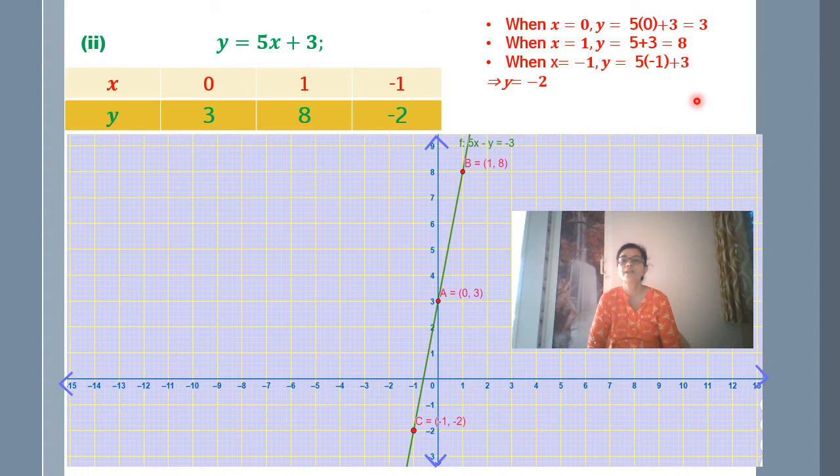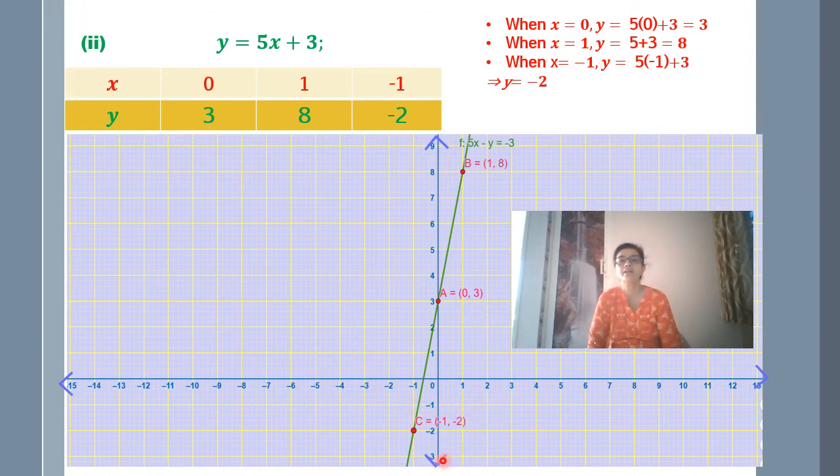See here, I have used x equal to 0, then x equal to 1, and x equal to minus 1, and then I found the respective values of y by replacing x one by one in the equation. After that, the next step is to plot the graph. The first pair of coordinates is (0, 3), which I put as point A on the graph. The second pair is (1, 8), represented by point B. The third pair is (minus 1, minus 2), represented by point C. Your graph is ready.